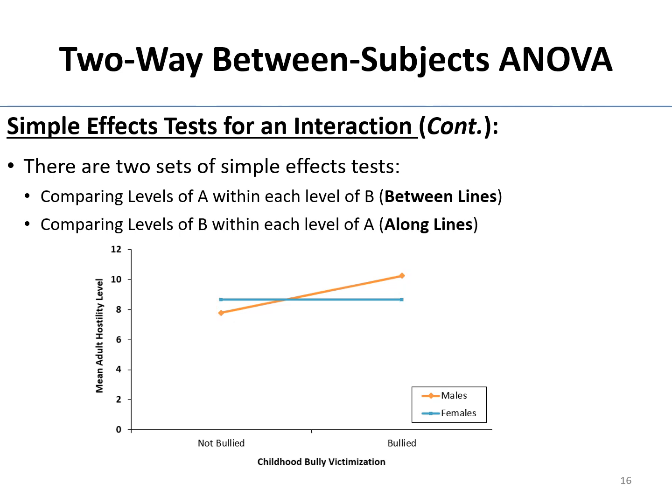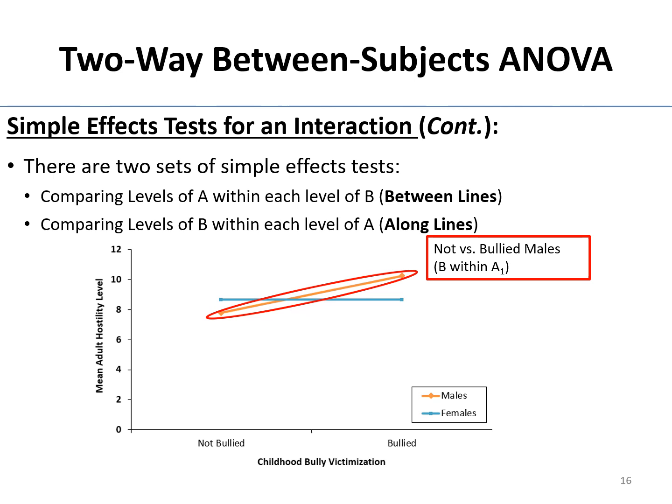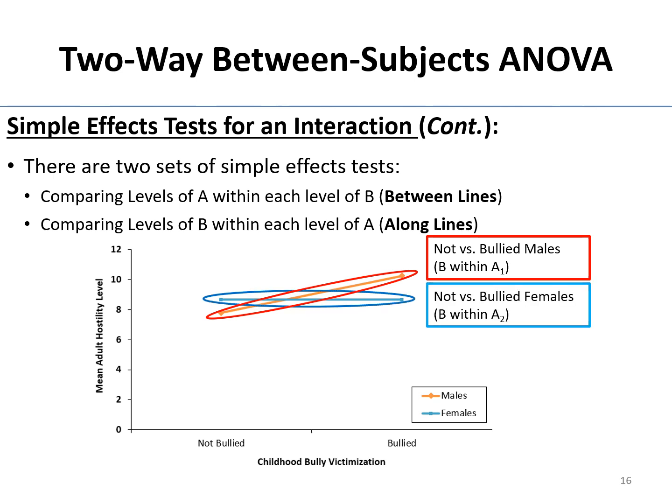So between lines, you can also request from SPSS the set of simple effects tests that compares along the lines. So what would that be doing? Well, it's going to stay with the blue line or stay with the orange line and compare the two means. So it's going to compare among males, those who are bullied or not, who's more hostile. That's one test. Then among females, comparing those who are bullied or not, who's more hostile. So this would be comparing levels of B within each level of A. So there's one, that would be not versus bullied males. So we're comparing B within level A. And then you've got not bullied versus bullied females. So that'd be along their line. And that would be the second simple effects test.